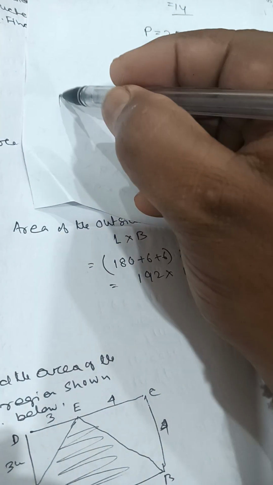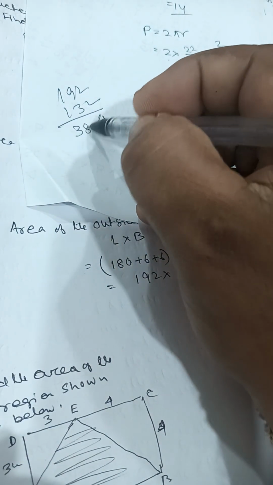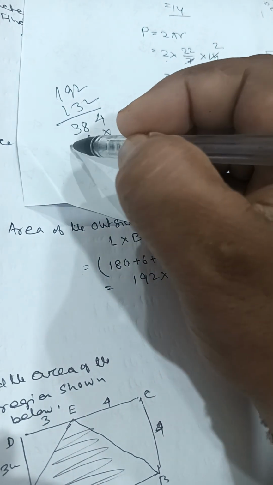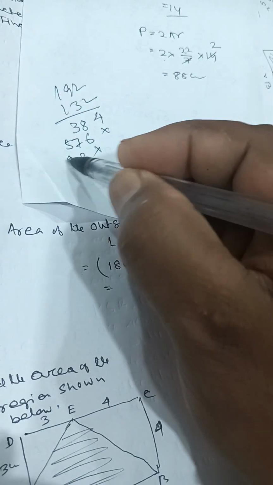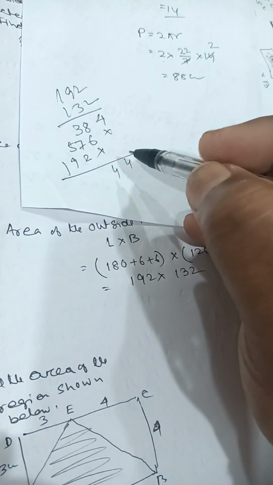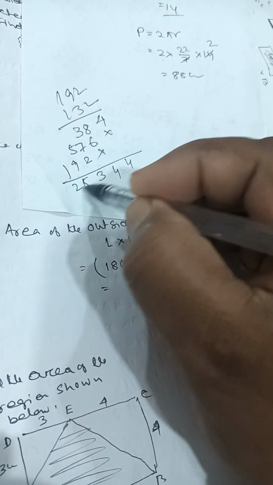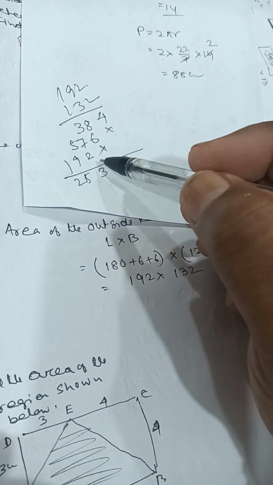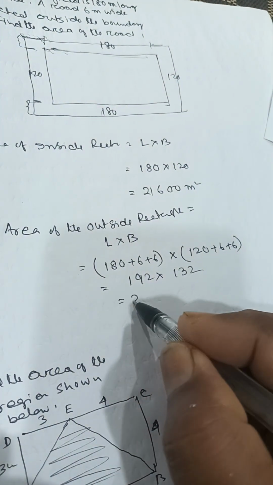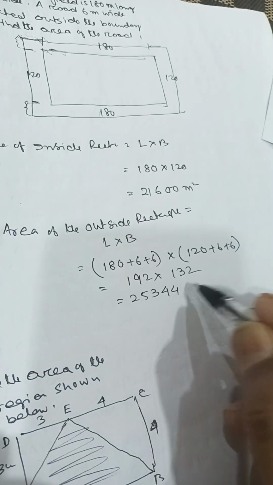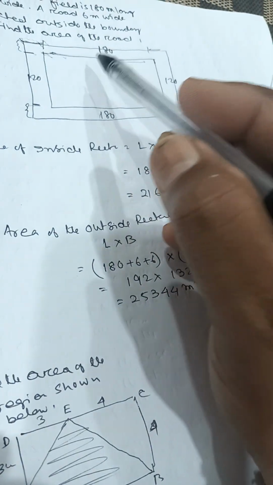Here I am multiplying 192 and 132. 4, 3, 8, 6, 5, 7, and here 2, 9, 1. What is their sum? 4, 6, 14, 4 remaining 1, 4, 7, 11, 13, 3 remaining 1, 10 and 5, 15, 5 remaining 1. This 4, okay, 2, 5, 3, 4, 4. So I am writing here 25344 meter square. This is the area of the garden along with path. But we have to find the area of the path.